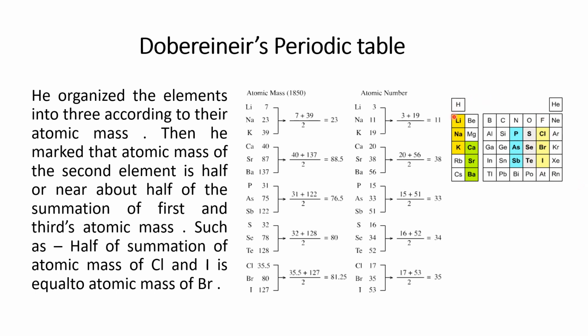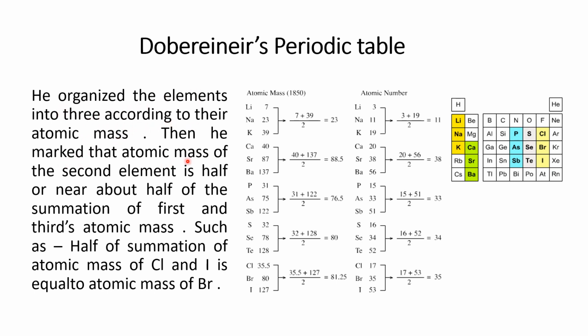Here you see Dobereiner's periodic table. There is Dobereiner's law of triads. According to the law of triads, lithium, sodium, potassium, calcium, strontium, barium, they are the same group of elements. He organized the elements into threes according to their atomic mass.